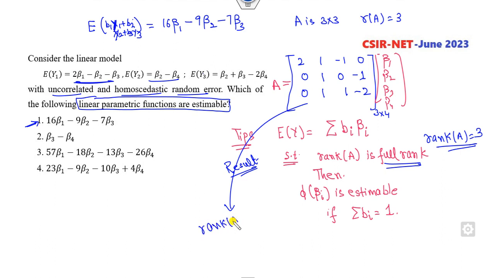What is the rank of this matrix? It's 3. Fine. So once the rank is 3, it means it's a full rank matrix. So look at the option which satisfies these properties. 16 minus 9 plus 7 is 0. The sum will be 0. If the sum of these coefficients is 0, then it's estimable.